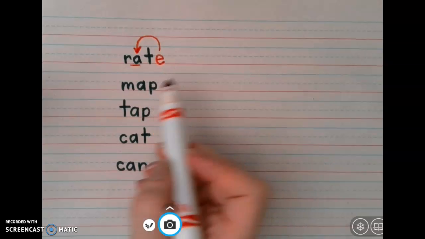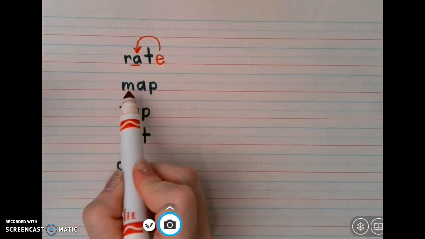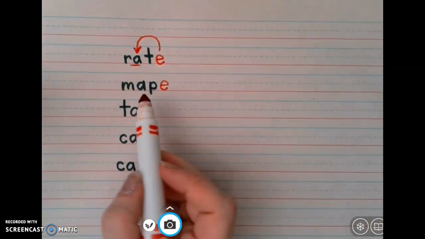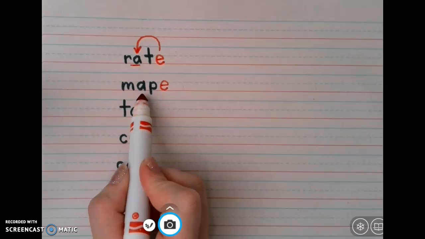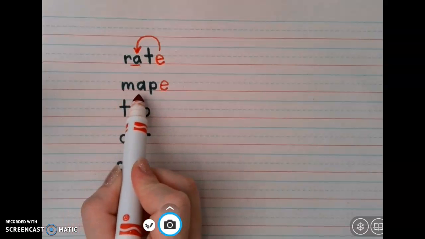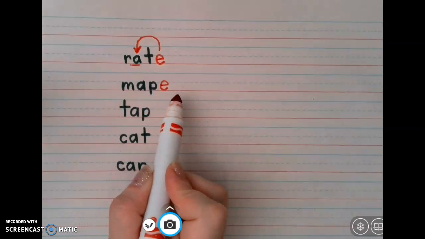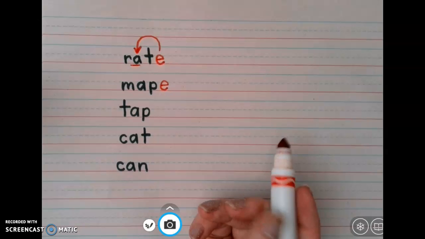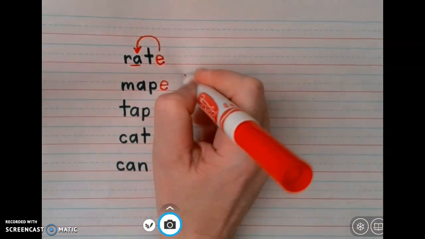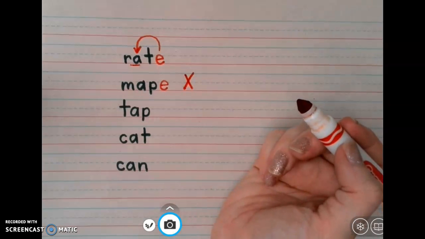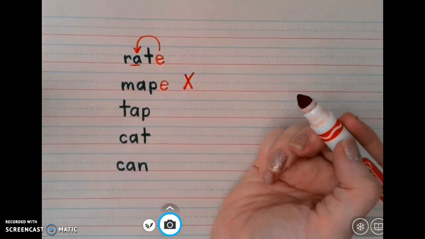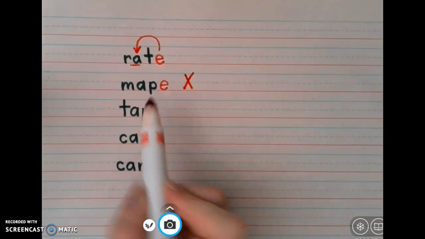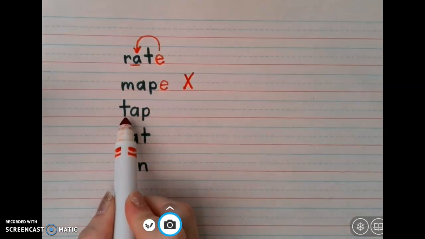Let's try it with the next word. We have ap, map. We're going to add the sneaky E at the end, and it's going to remind A to say A. A, mape. We've made a new word. Is it a real word or a nonsense word? You're right. It's a nonsense word. So we're going to put a big X next to it. That's not a real word, but we can read those letters together. Let's read it again. Ape, mape.